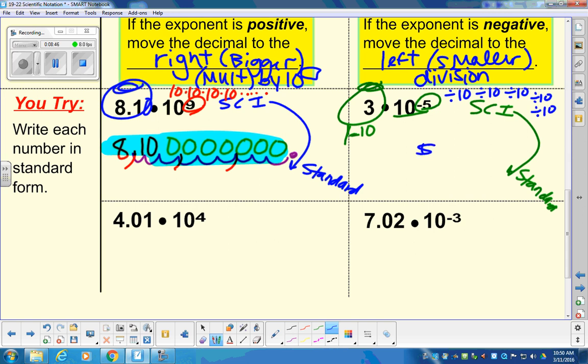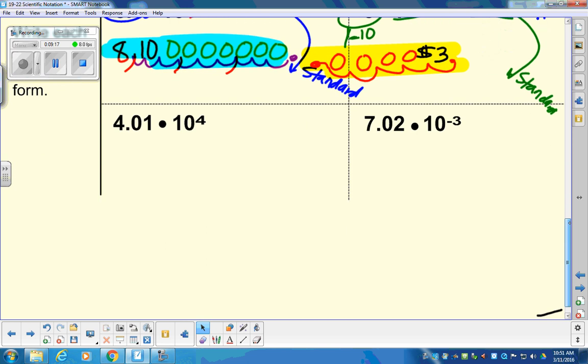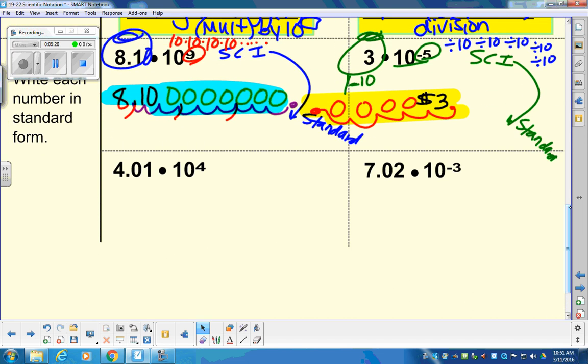I have 3 right now. When I divide 3 by 10, it becomes 0.3. But I'm doing that 5 times, dividing by 10. So once, twice, 3 times, 4 times, 5 times, lock it in. Placeholders everywhere here. So that 3, when I convert it, because of the negative exponent, becomes 0.00003, my new answer in standard form. It was that all along, but the scientific notation gave it a negative exponent because it's actually a super small number.